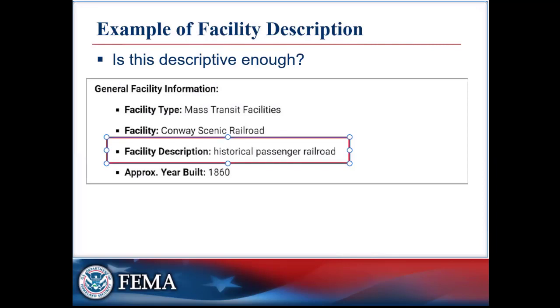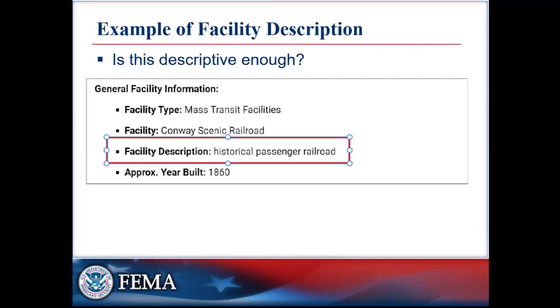Moving forward, our next example here just states historic passenger railroad for facility description. Our facility is Conway Scenic Railroad. The Conway Scenic Railroad is actually a heritage railroad in North Conway, New Hampshire, and the railroad operated over 2 historic railway routes. A line from North Conway to Conway that was formerly part of the Conway branch, and the other line from North Conway through Crawford Notch to Fabian that was once part of the Mountain Division in the Maine Central Railroad. The station complex was listed on the National Historic Register in 1979.